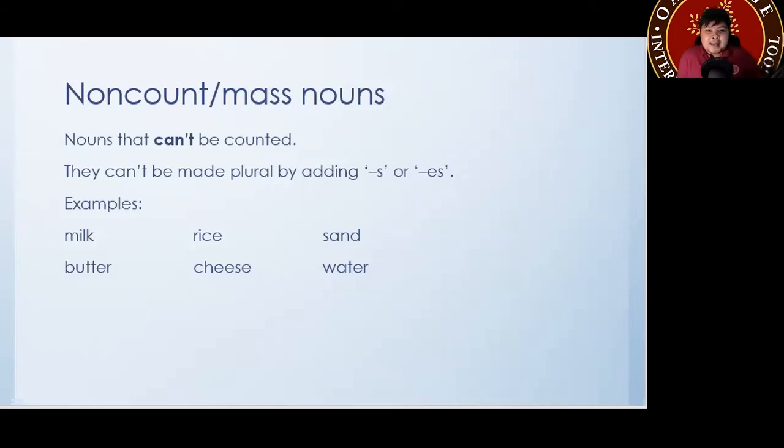But then again, some of you might be asking, Sir Vince, but I've seen words such as sands or waters. Is that correct? That's going to be a different topic for a different time, right? But yes, there are some cases wherein mass nouns can have the plural form. Sometimes, not always. But just to be safe, class, let's go with whatever the book says. You cannot do it. Stick with that first, just so we would avoid confusion. All right.